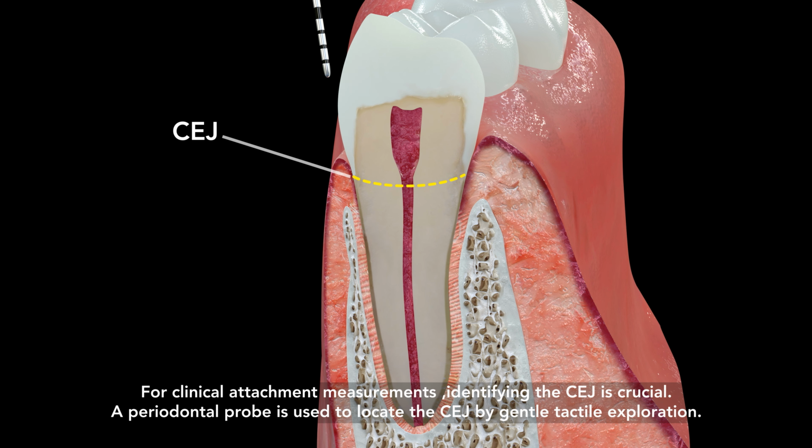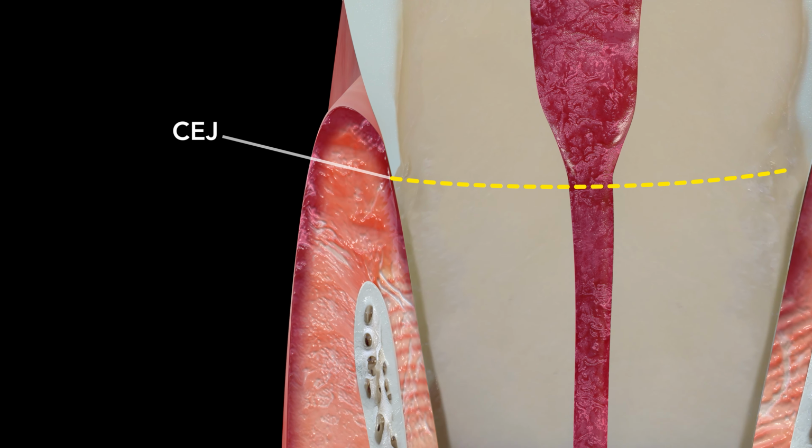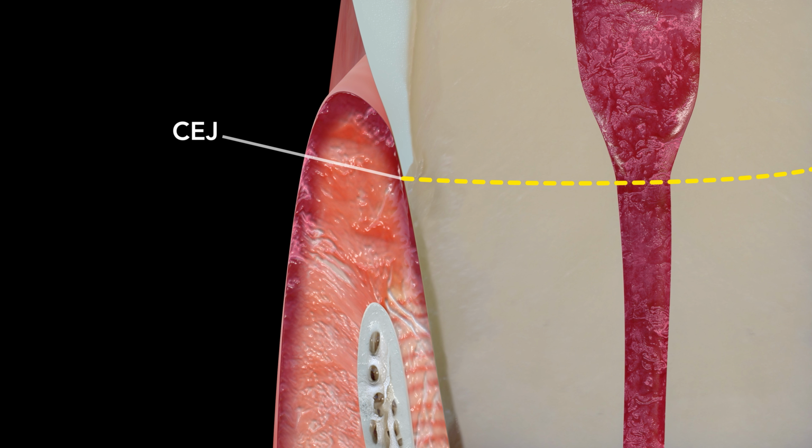For clinical attachment measurements, identifying the CEJ is crucial. A periodontal probe is used to locate the CEJ by gentle tactile exploration. Note the cemento-enamel junction.